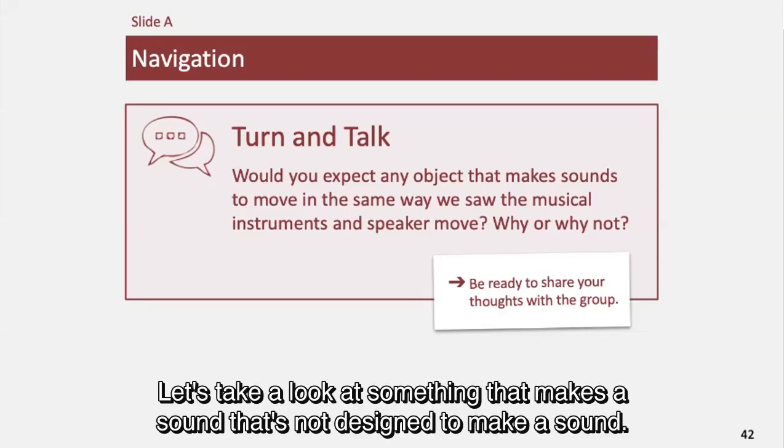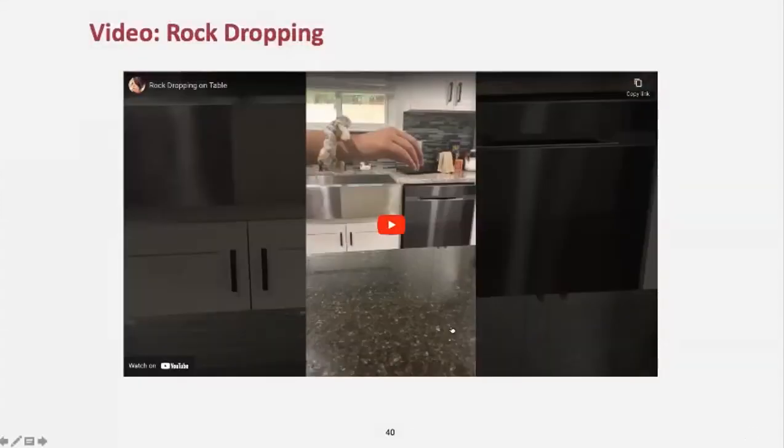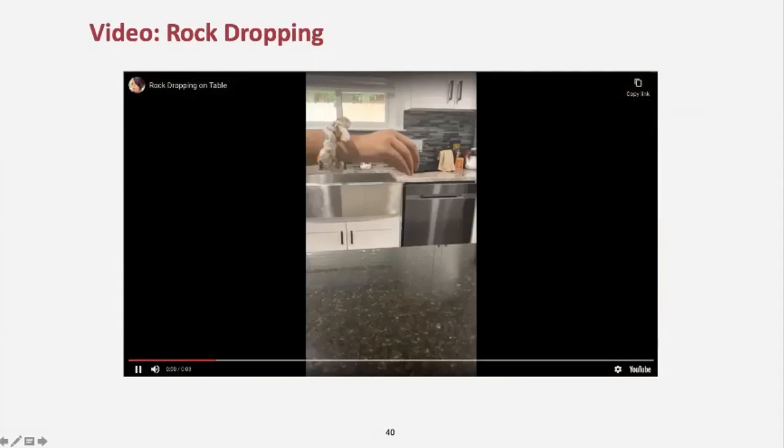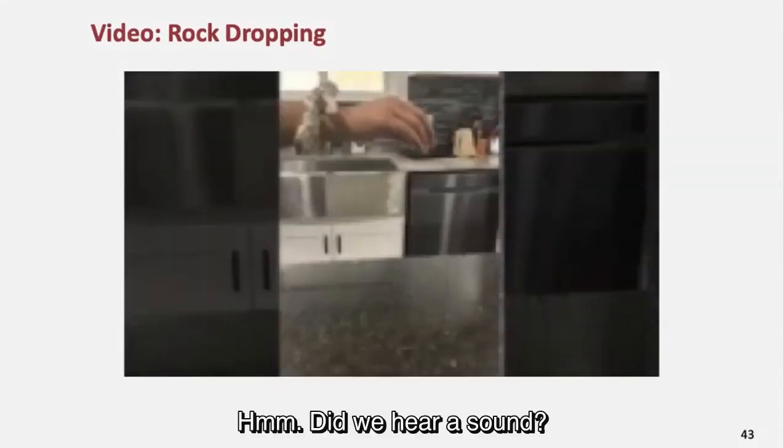Let's take a look at something that makes a sound that's not designed to make a sound. Did we hear a sound? Did we see any vibration?